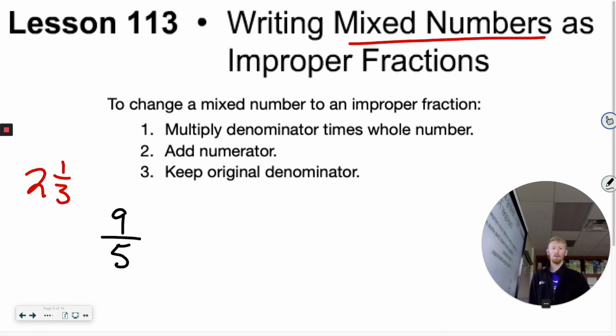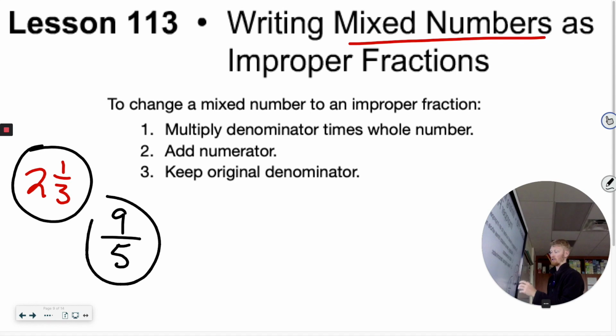There will be some times in math where you want to change a mixed number into an improper fraction. We'll get into that later, but today we just want to teach you the skill of how to change it from this into this. So there are 3 steps. First one, you multiply the denominator times the whole number. So if I have 2 and 1/3, my whole number is the 2. The 3 is my denominator. So 2 times 3 is 6. Okay?